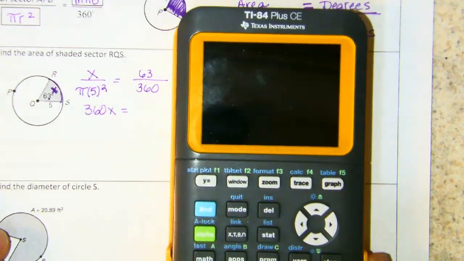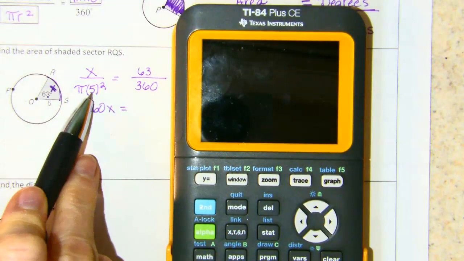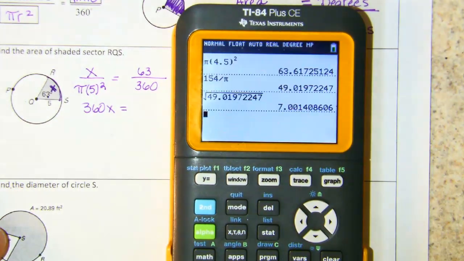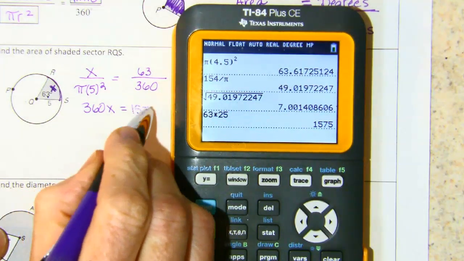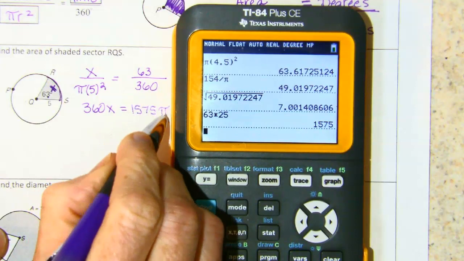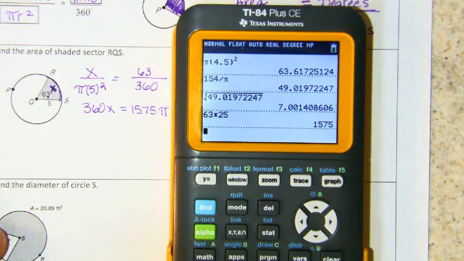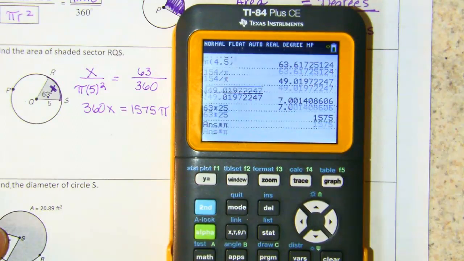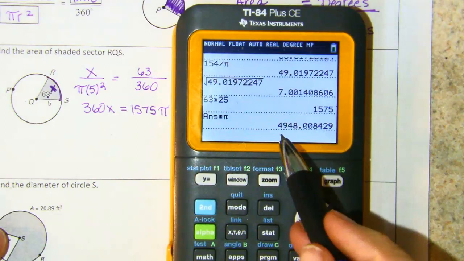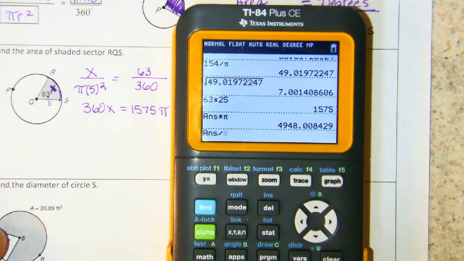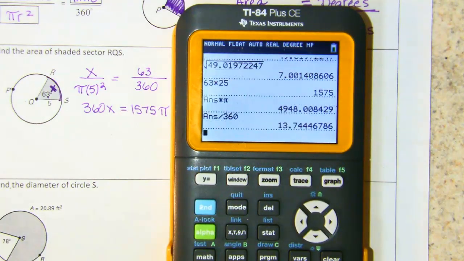Now, I'm going to let the calculator do this work, but I know this is 25 pi. So what I'm going to do is say 63 times 25, and that is going to get me this number pi. That is a lot easier to write down than to write down all of these decimals. But that is that part. So I'm going to divide by 360 to solve for x.